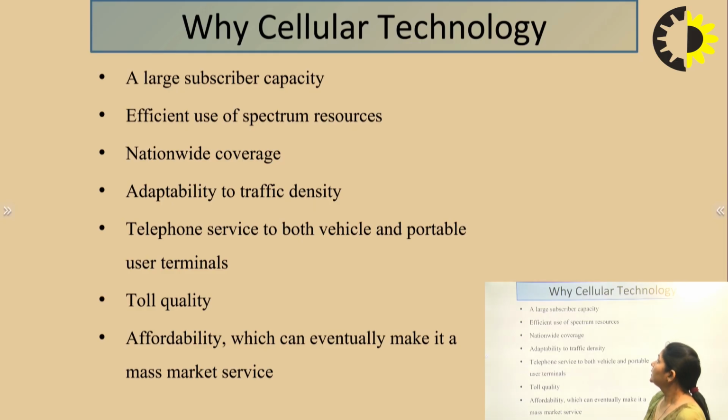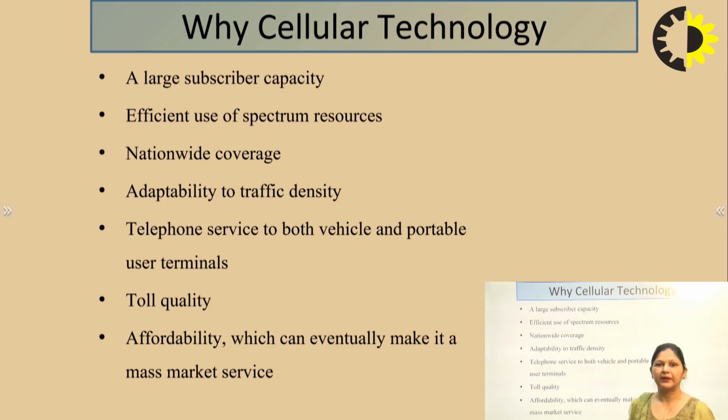Now, why are we talking about the cellular system? Cellular system means we are talking about the division of the area into cells for proper communication. But why? What are the main basic needs of the cellular system? One is large subscriber capacity. As the number of users is increasing, the number of subscribers for the network is increasing. So that's why one of the prior requirements is that we need a cellular technology.